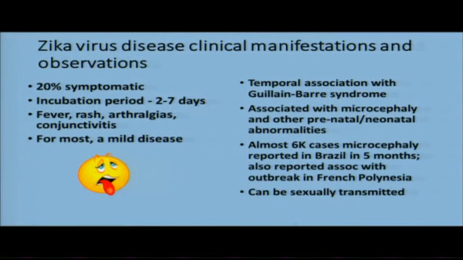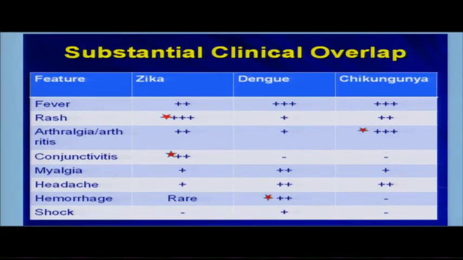There's an association, as we know, with microcephaly and other prenatal and neonatal abnormalities. There are now almost 6,000 cases of microcephaly reported in Brazil in 5 months, when usually in a year they report about 160 cases. There's also, looking back, a reported association of microcephaly with the outbreak in French Polynesia. And we know, unfortunately, now it can be sexually transmitted.